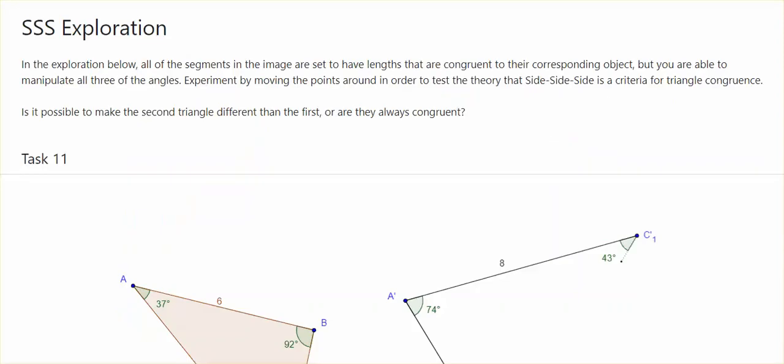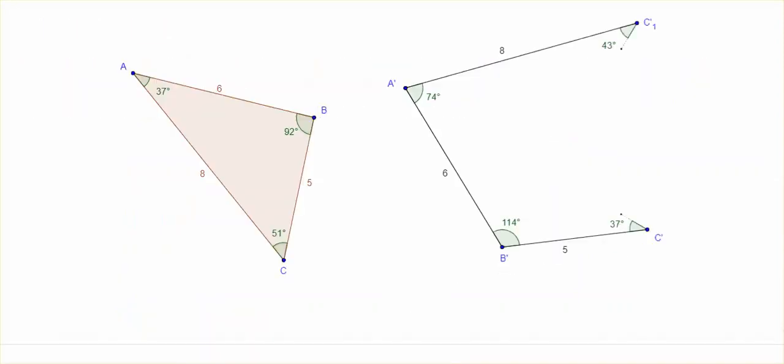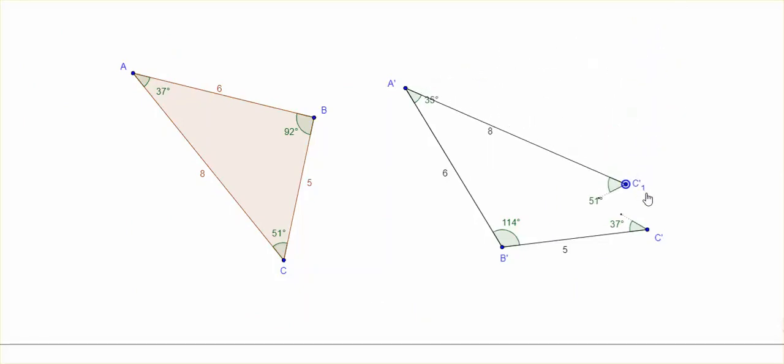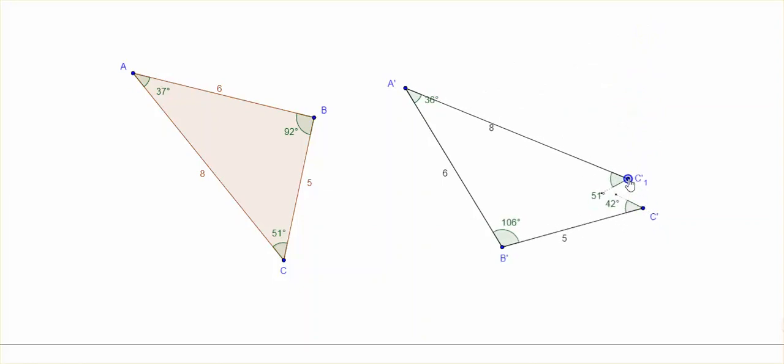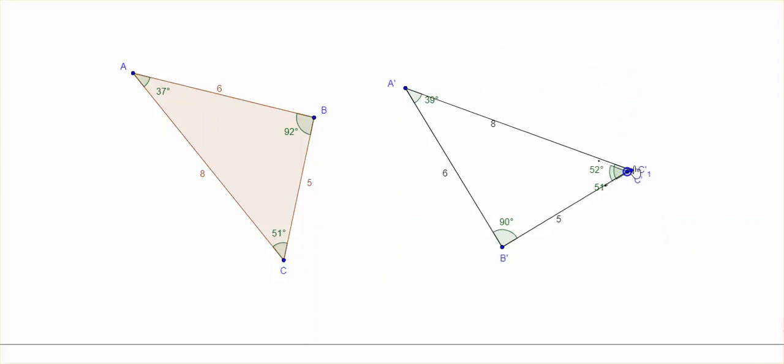And finally, side, side, side. I know the measurements of 3 sides, 8, 6, and 5. Our goal is to make a triangle over there on the right and see if there's any different way that we can do it. So it might take a little bit of trial and error. Let's see if we can get those C's to match up. Takes a bit of manipulating to try to get them to line up.